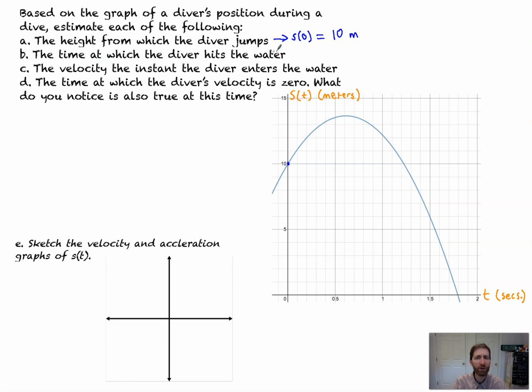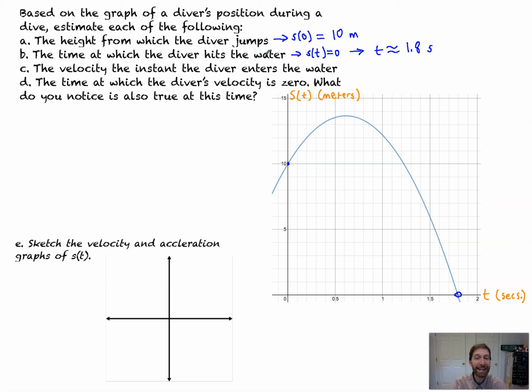The time at which the diver hits the water, well, that would be when the height is 0, right? So that would be when s of t is equal to 0. And that happens at approximately, well, let's take a look at the graph. Each of these boxes goes up by 1, 2, 3, 4, 5 between 0.5 and that. So that's 0.1 seconds. So this would be 1.6, 1.7, about 1.8, roughly. So about 1.8 seconds. Got to have those units.